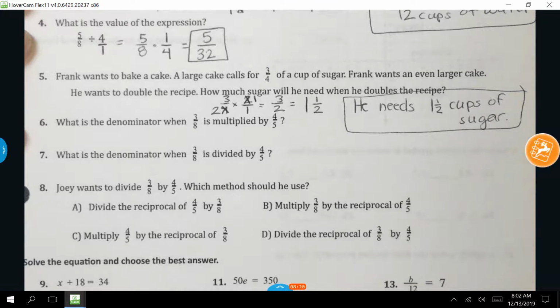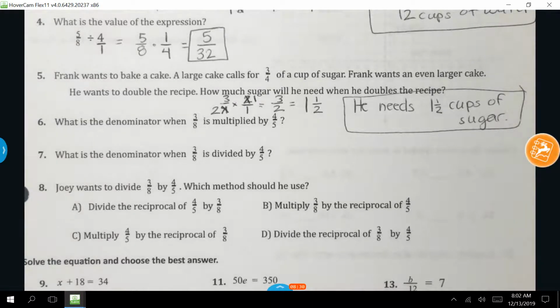Okay, are there any questions about number 5? Martina? I did not simplify the 2 and the 4, but I still got the right answer. Absolutely. If you didn't simplify 2 and 4, you would have gotten 6 over 4, and then you were able to simplify it from there and still get 1.5. Good thing it wasn't too big of a number.